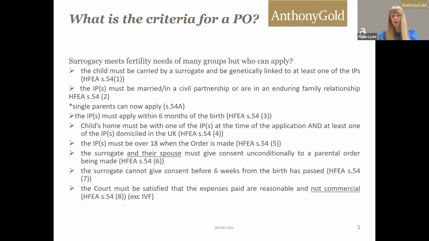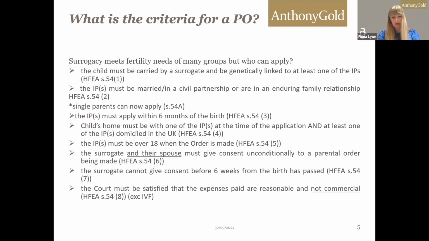I mean, this is quite ordinary because after the birth, the IPs will take the child home, so you would expect that. But another stumbling block is that one of the IPs has got to be domiciled in the UK. Now, this can cause problems when you've got foreign nationals living in the UK, and we need to examine where their domicile is. Have they opted for UK domicile, or do they retain the domicile of their home country? You also have to consider whether the person has possibly lost their UK domicile, if they've been living abroad. So that really needs careful examination.